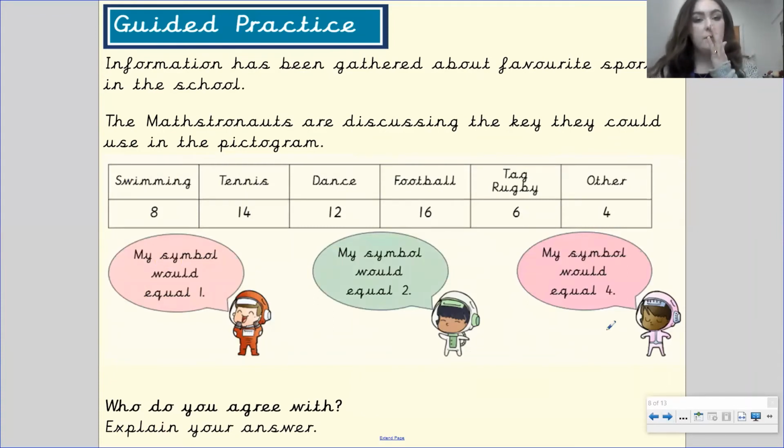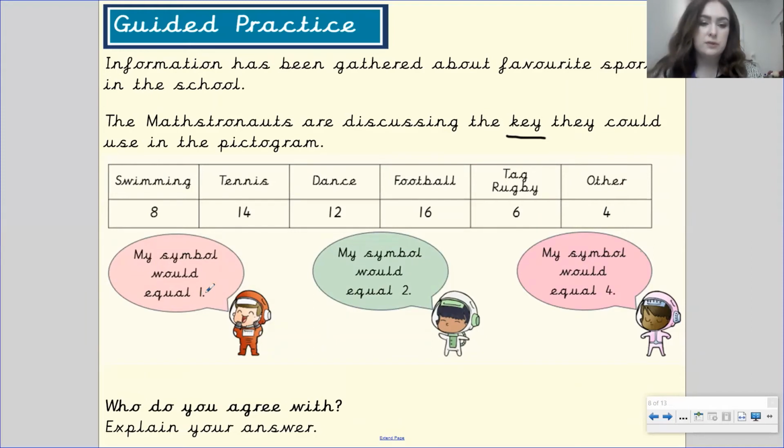Okay, information has been gathered about favourite sports in the school. The astronauts are discussing the key that they could use in the pictogram. So they're talking about what their symbol is going to represent, how much it is going to represent. So we've got swimming 8, tennis 14, dance 12, football 16, tag rugby 6, and other 4.